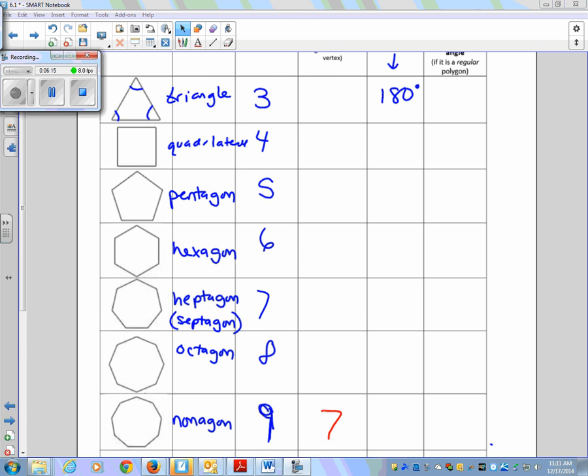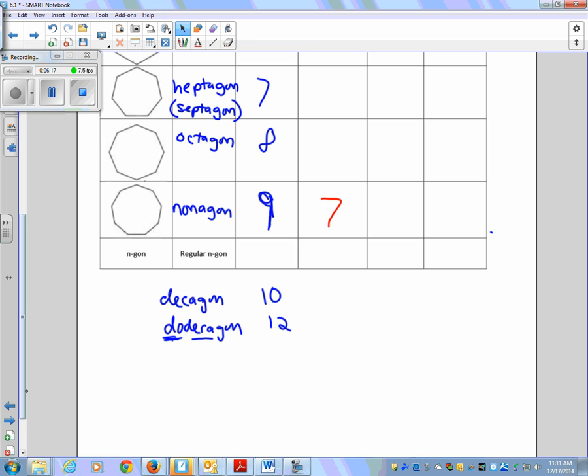Okay, so they all have these special names. Just want to make sure I get this on the video. 10 sides is decagon. 12 sides is dodecagon. Anything beyond those that I just listed here, we're just going to call them whatever the number is, gon. So like if you have something with 23 sides, it's going to be called a 23-gon.